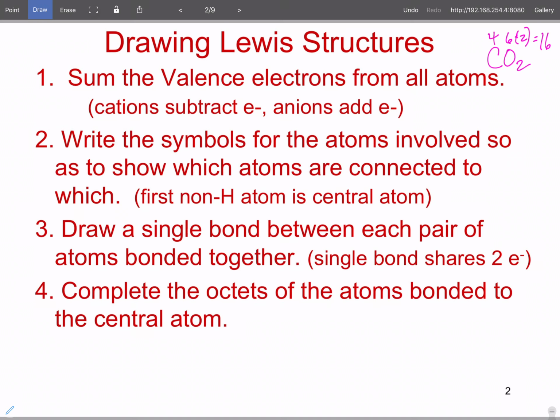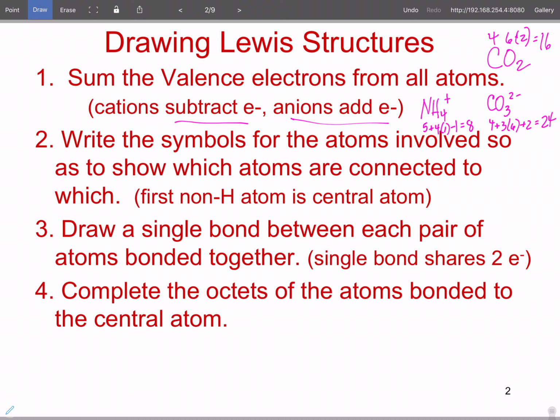If you have a cation, you subtract the number. So, for example, we'll do this one later, NH4 plus, that's 5 plus 4 times 1 minus 1, which is 8. If it's anions, you're going to add it. So CO3 2 minus, that's 4 plus 3 times 6 plus 2, which is 24. So when you're first starting, you just sum the valence electrons. If you do not do this, then you do not know how many electrons you're dealing with.